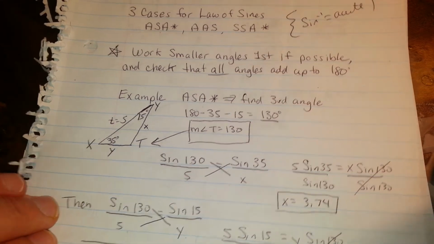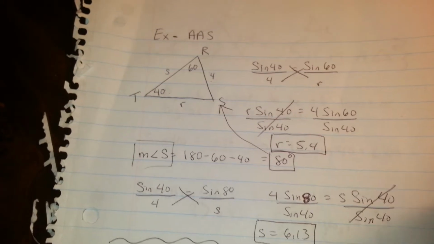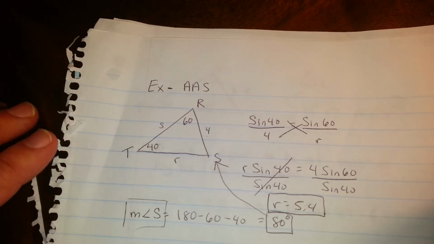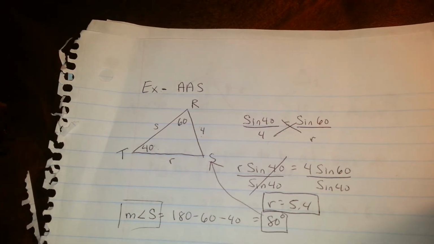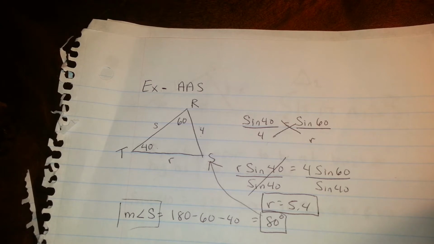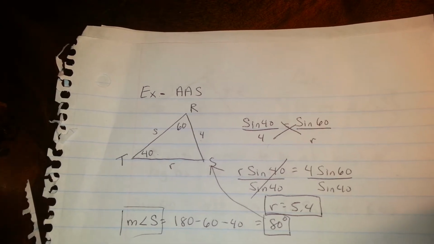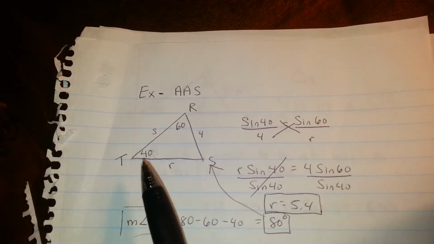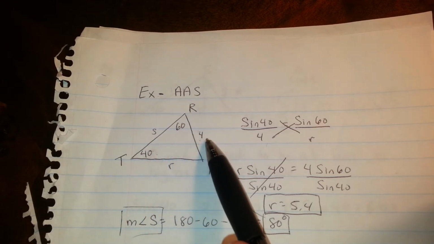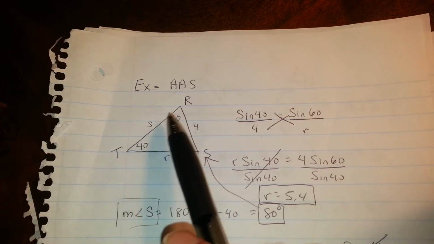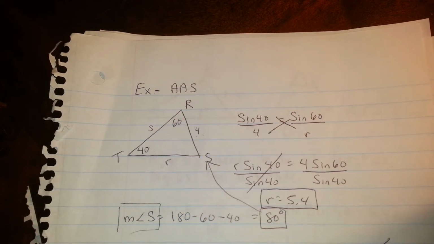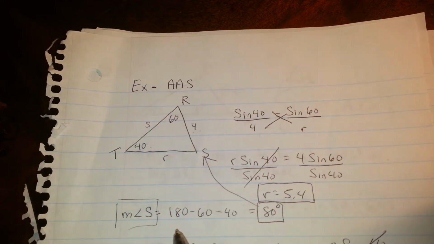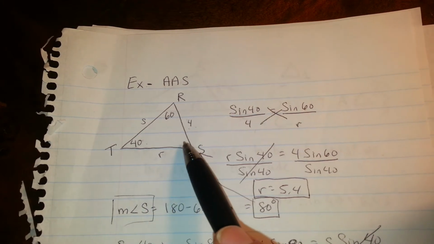They add up to 180. Angle, angle, side, and notice we're solving for sides right now. That's fairly easy. No inverse sine, okay? All right. I'm given here a 40, 60, and a side of 4. Notice I changed up. This is TRS, okay? A triangle TRS.